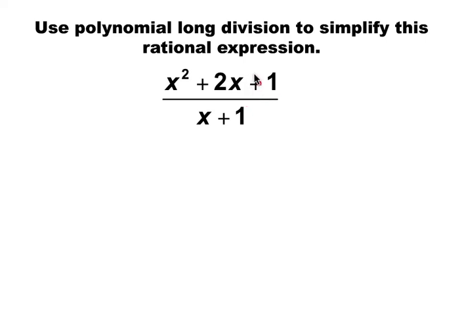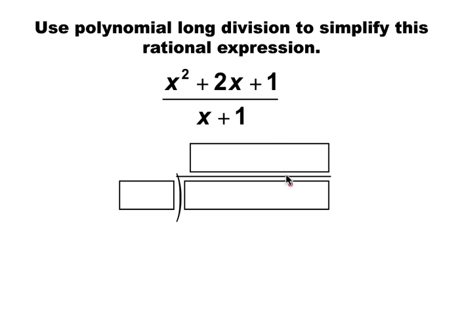Use polynomial long division to simplify this rational expression. A rational expression is the ratio of two polynomials where the polynomial in the denominator cannot be zero. To use polynomial long division to simplify this rational expression, divide the numerator by the denominator.